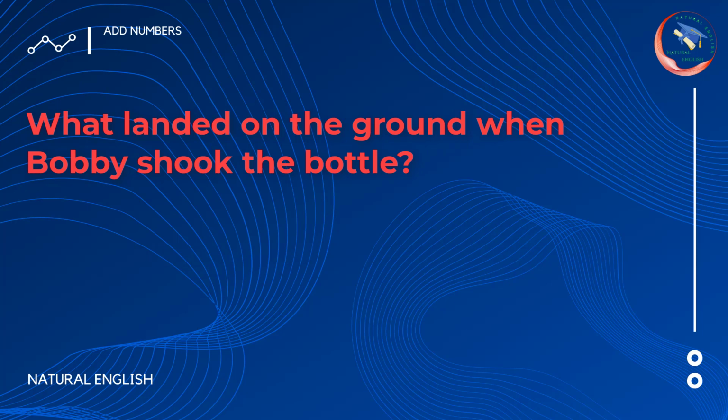What landed on the ground when Bobby shook the bottle?